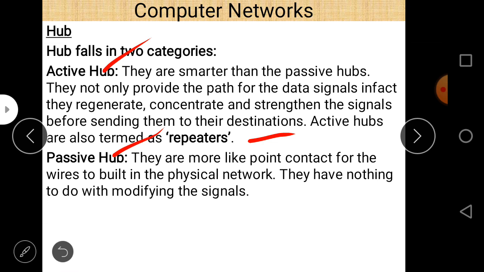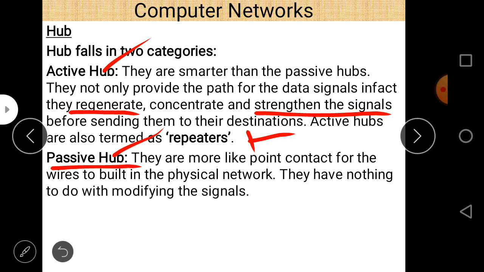So hubs are basically of two types. Active hub, also called a repeater. That is a very important point. And the second important point regarding active hub is that they not only provide the path for the data signal, in fact they regenerate or strengthen the signal, and this feature is not available in a passive hub. So active hubs are also called repeaters. In a passive hub, they are more like a point of contact for the wires to build the physical network. They have nothing to do with modifying the signals.